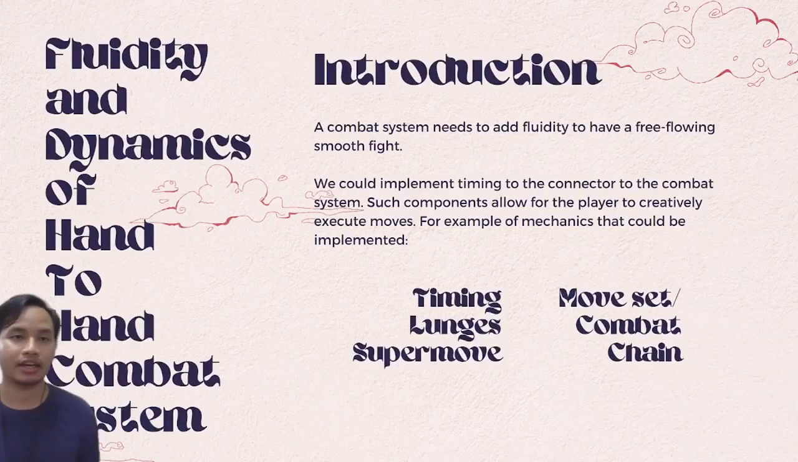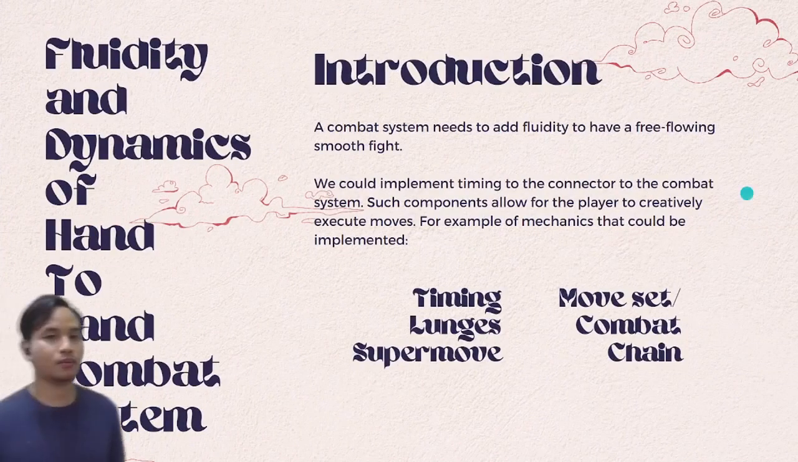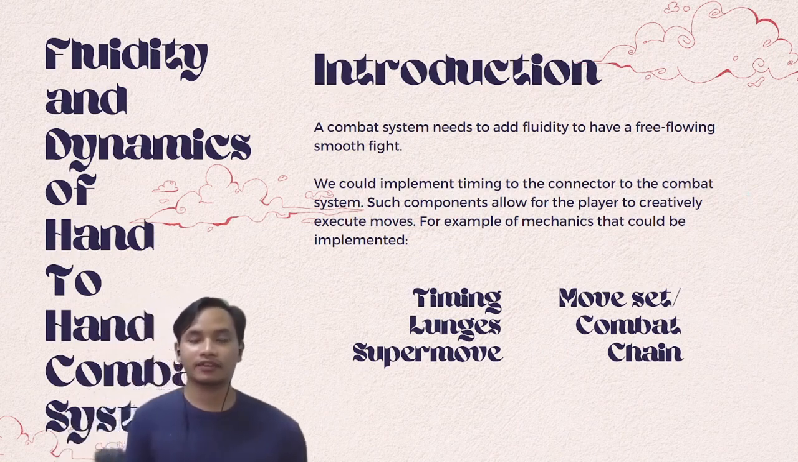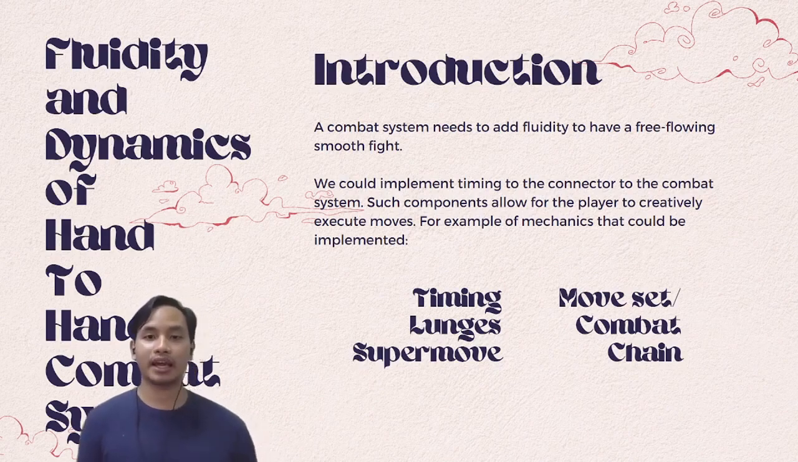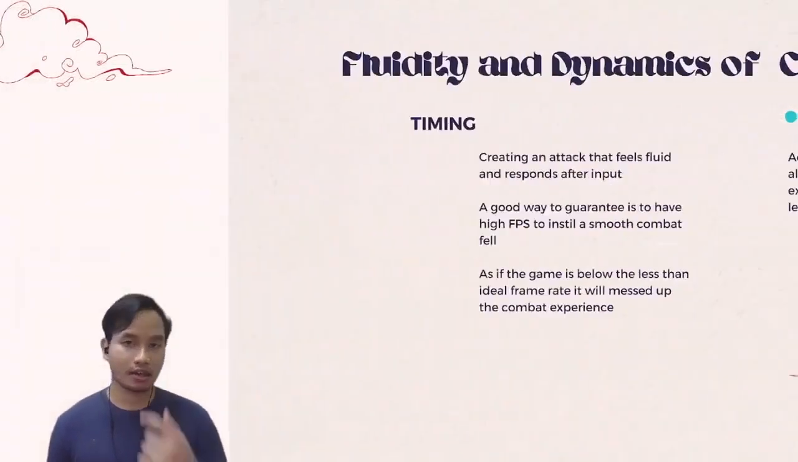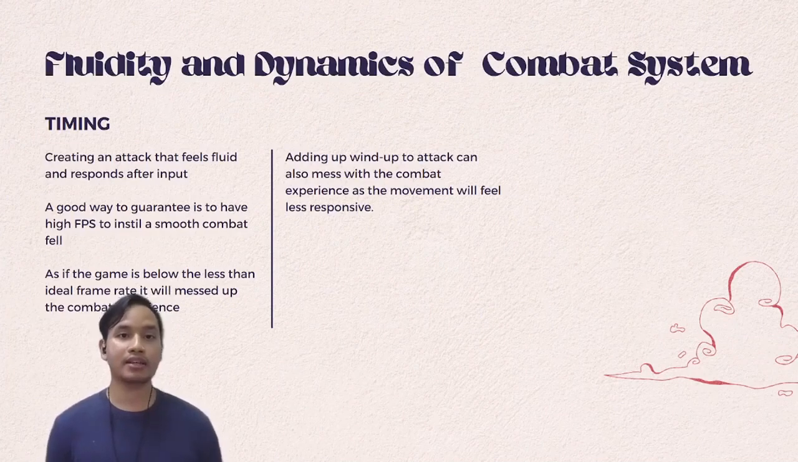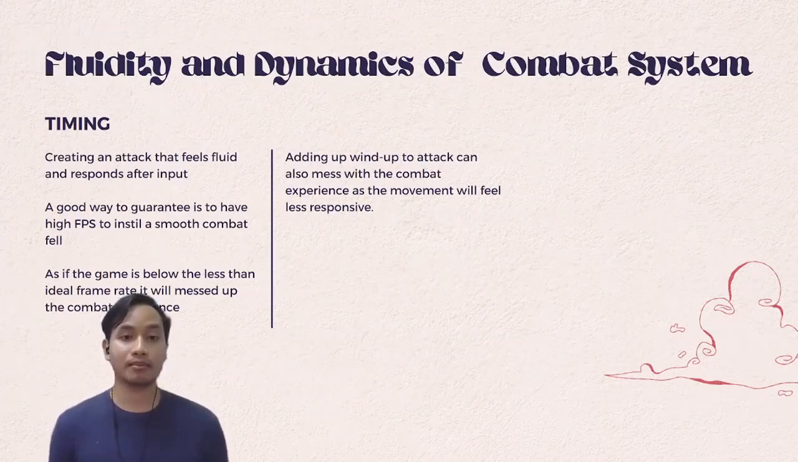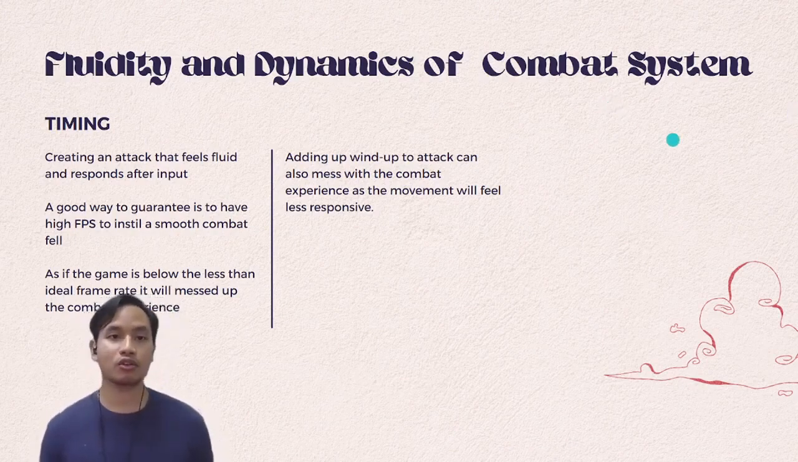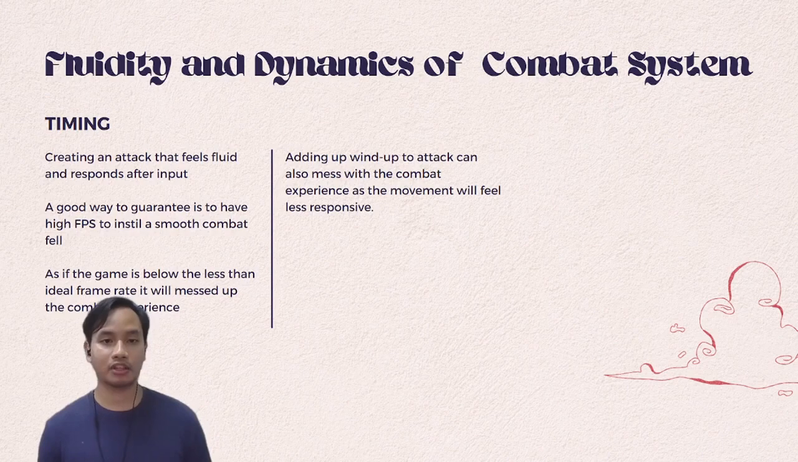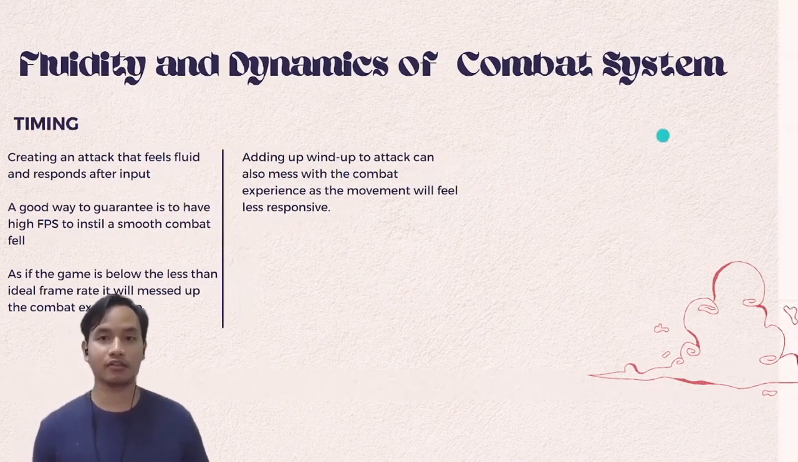Next up is the fluidity and dynamics of hand-to-hand combat. This one, basically, we're just adding fluidity, making the fight smoother by applying connectors or mechanics to it, such as timing. By adding certain timing, either removing the wind up or creating a very smooth game by increasing the FPS, we instill a very smooth combat system, and also make the combat much more effective.